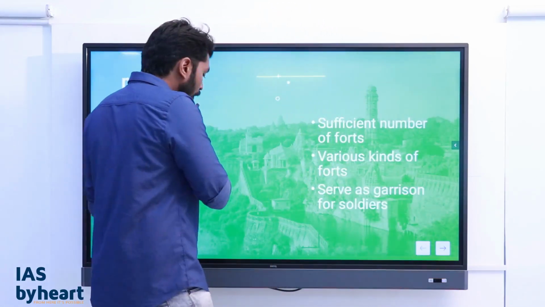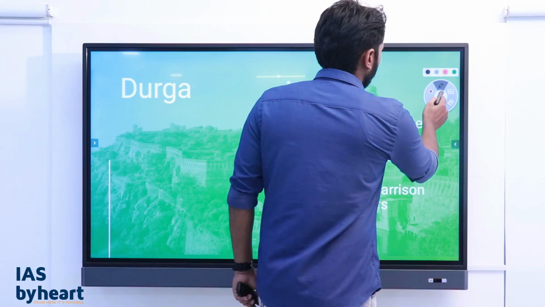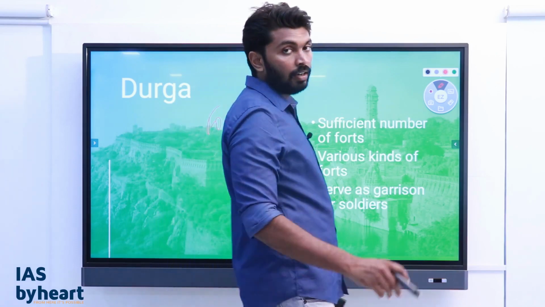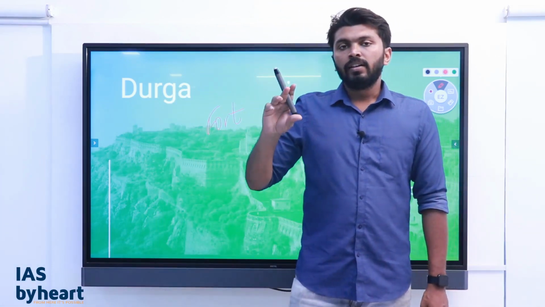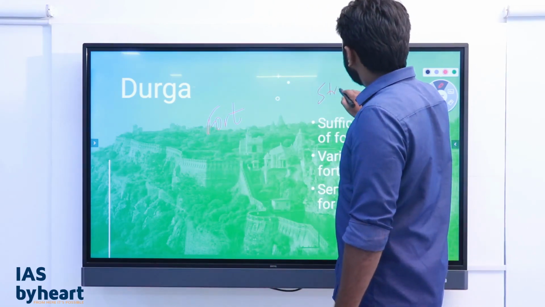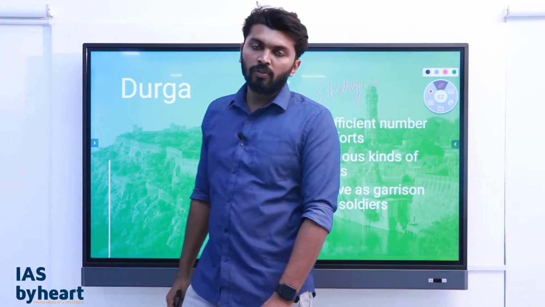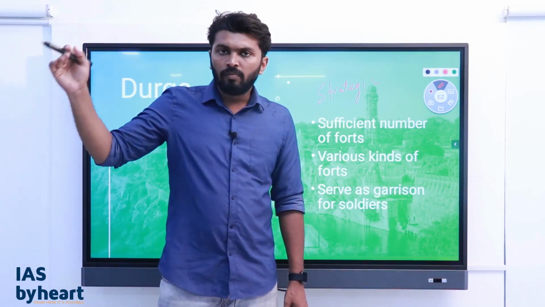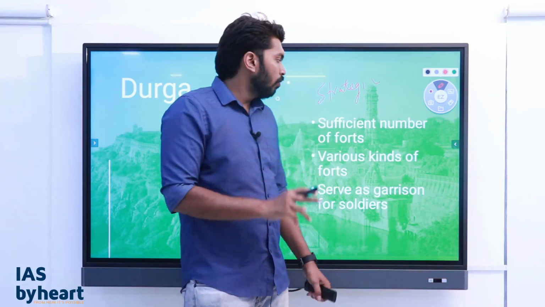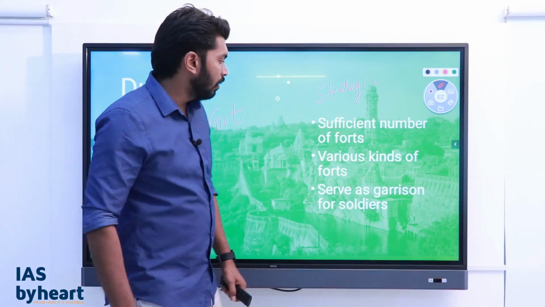And the next component is Durga. What does the name Durga signify? Durga is nothing but fort. A country should possess enough, a sufficient number of forts at various strategic locations. What are those strategic locations? Along important river banks, along the meeting points of rivers, along the boundaries of neighboring countries. So these are the strategic points. Sufficient number of forts should be there at various locations of the country.